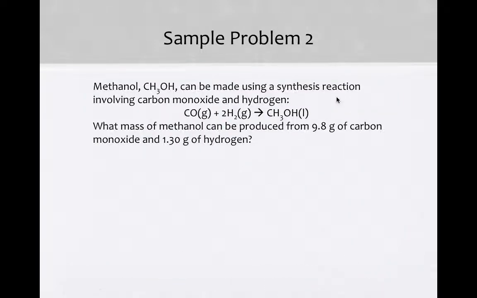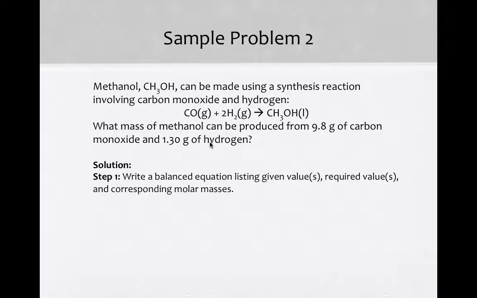So let's try a sample problem to work our way through this. In this question, it says methanol, which has a formula of CH3OH, can be made using a synthesis reaction involving carbon monoxide and hydrogen. So we have CO, which is carbon monoxide, plus 2H2, which is hydrogen gas, making methanol, CH3OH. And the question asks, what mass of methanol can be produced when 9.8 grams of carbon monoxide and 1.3 grams of hydrogen are mixed?